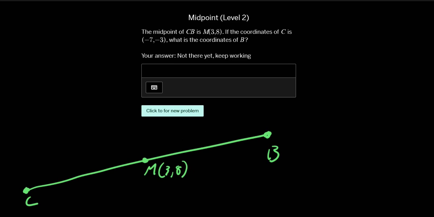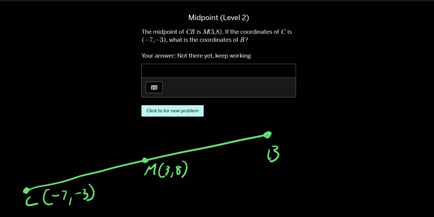And we know that C is at (-7, -3). And so this again is where we have to pause for a moment. Just think about what a midpoint is. A midpoint is the middle of the line. Whatever you do to get to the midpoint, you've done to get to the middle. So then if you do that process again, it gets you to the end.